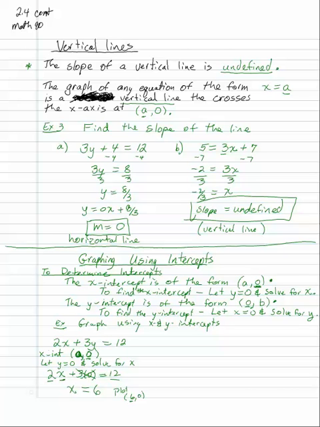Alright, now for the y-intercept, same thing. We know y-intercept has to look like some number b on the y-axis, so let x equal 0 and solve for y. So the way I keep this straight, right, y-intercept, I'm looking for y, so that means x has to be 0. X-intercept, I'm looking for x, so let y equal 0.